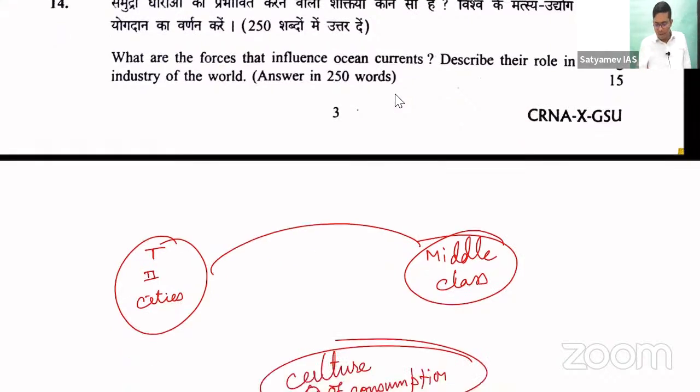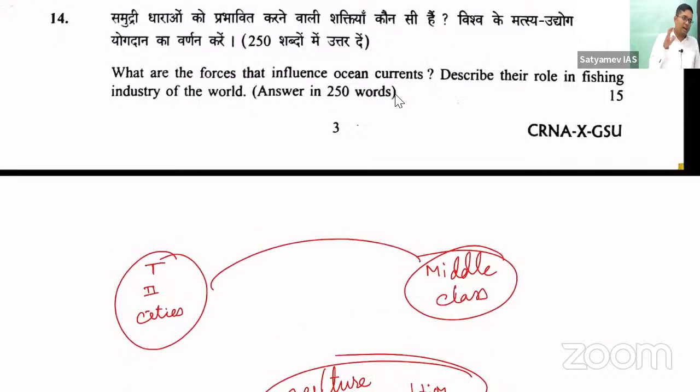So did you understand how the forces influence the oceanic currents? Then their role in fishing industries of the world: oceanic currents and their role in fishing industries.